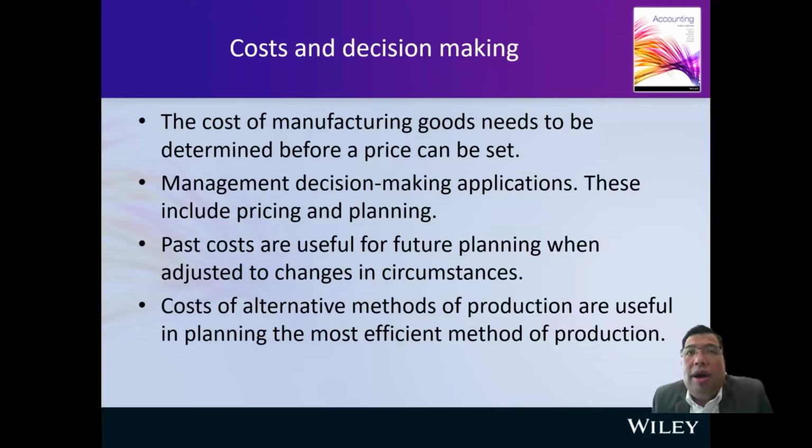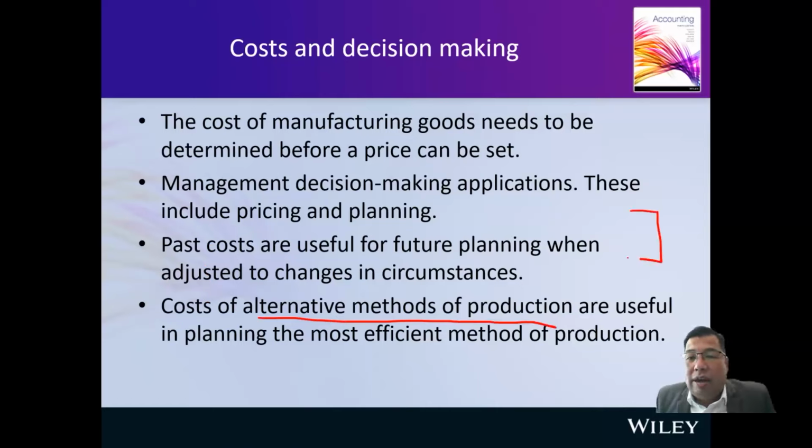Finally, costs of alternative methods of production are useful in planning the most efficient method of production. If you are dealing with electronic items, for example, maybe you produce handphones. Even though a handphone is produced by company A, not all the components are manufactured by company A. Maybe they think it's easier or cheaper to get some components from a third party. They purchase, say, the microphone from a third party. They don't manufacture 100% of the items. This is what I call the cost of alternative methods of production.